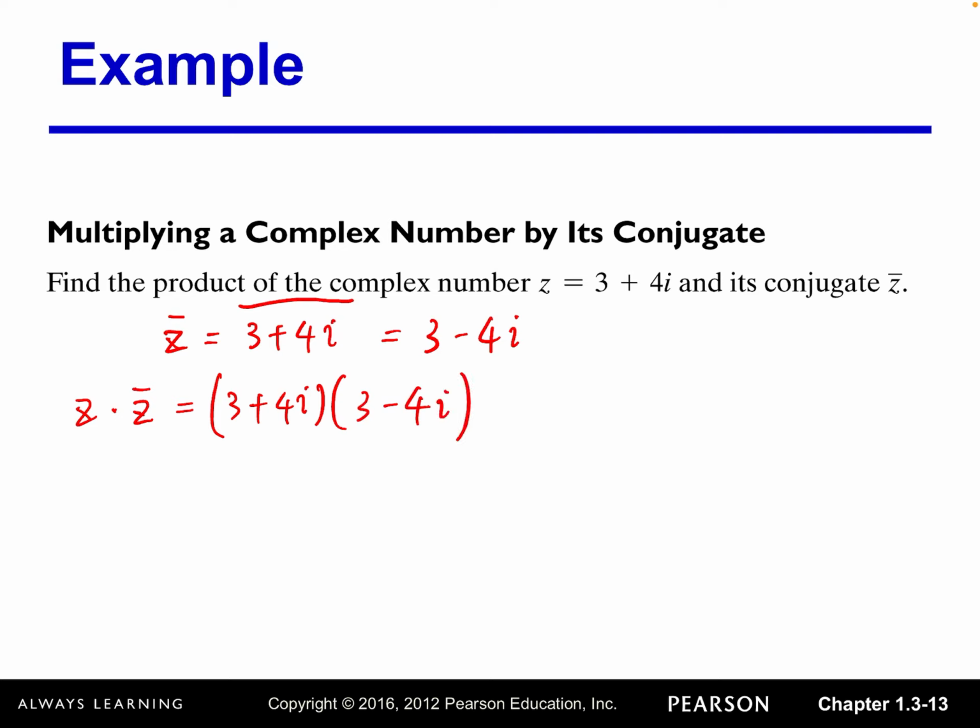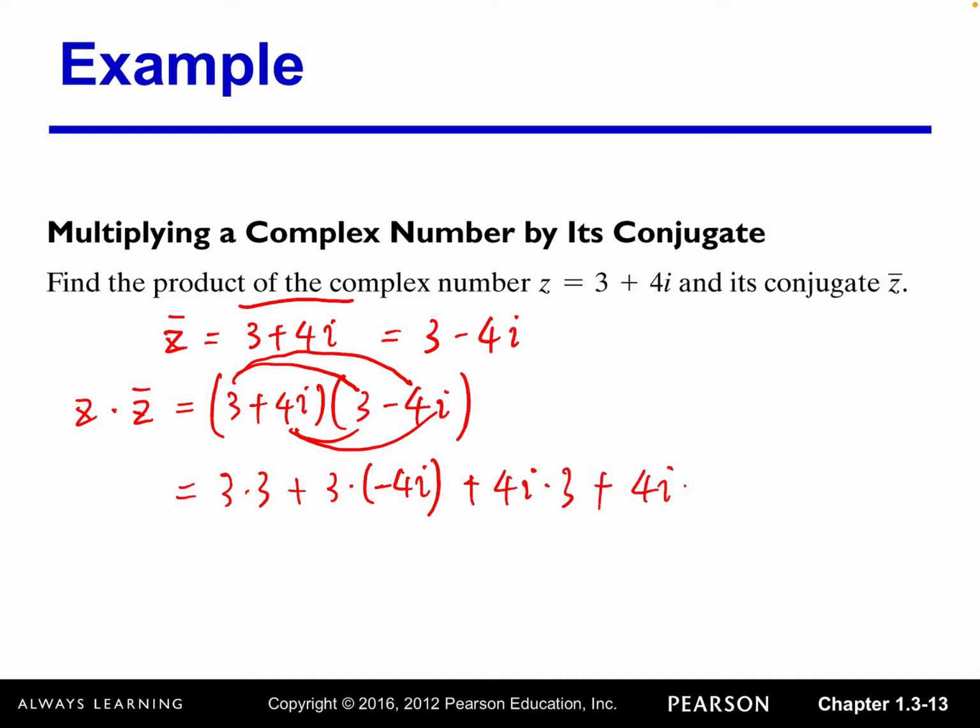We already learned how to multiply two complex numbers. We use the FOIL rule. All right, let's do it. First term, 3 times 3. Second term is plus 3 times negative 4i. Inner term, 4i times 3. Last term, 4i times negative 4i. And then we simplify. 3 times 3 is 9. The second term, 3 times negative 4i, is negative 12i. 4i times 3 is plus 12i.